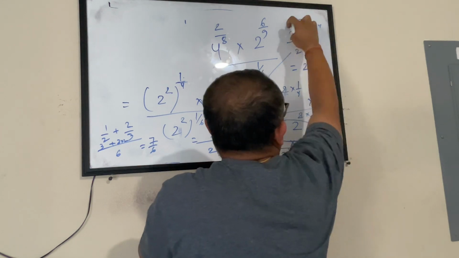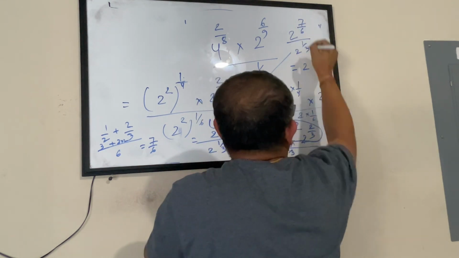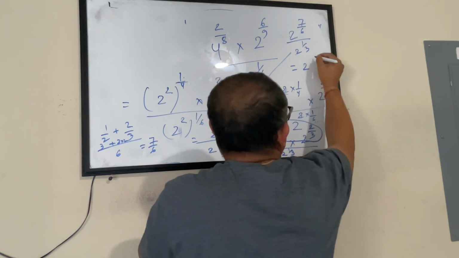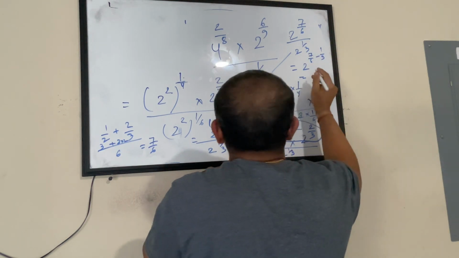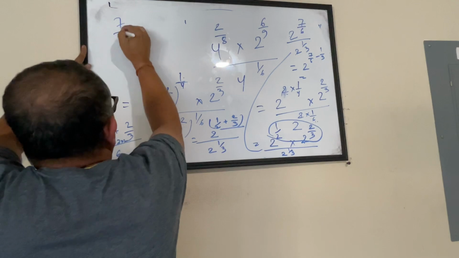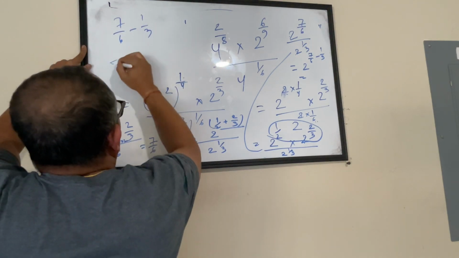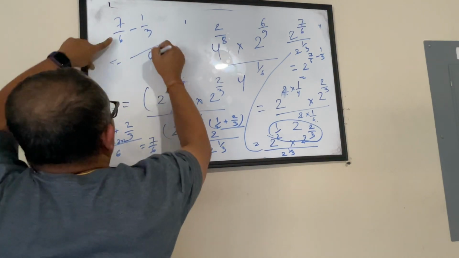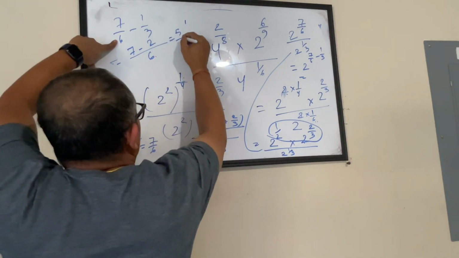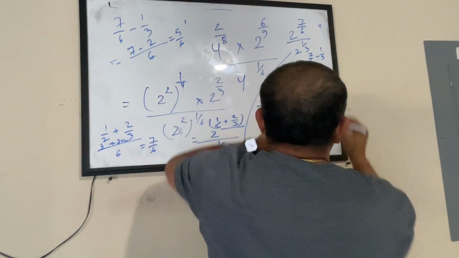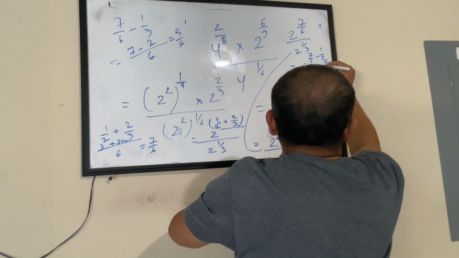This is nothing but division. So this will subtract the power. Both have the same base. So it becomes 7 by 6 minus 1 by 3. Now you do this math. 7 by 6 minus 1 by 3. LCM is 6. 1 times 7 minus 2. 5 by 6. So it became 2 to the power 5 by 6.